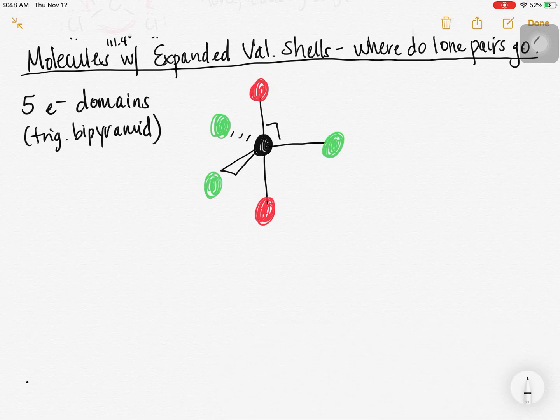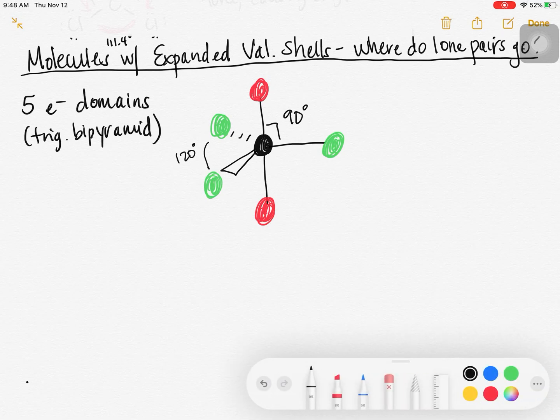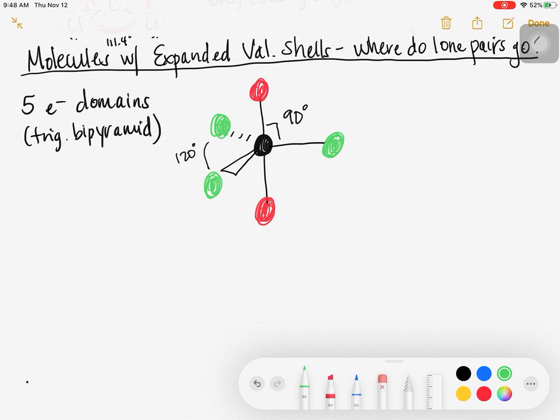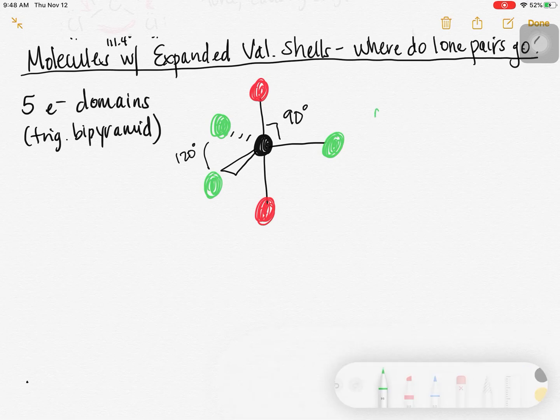Keep in mind that we have 2 bond angles. In the trigonal bipyramid, we have a bond angle of 90, and then we have this bond angle, like here, that stems from a trigonal planar, so it's a bond angle of 120. It's the only shape that has the 2 bond angles in it. So that means now I have 2 different positions.